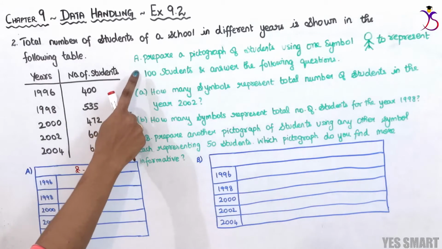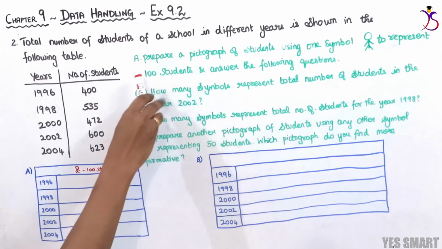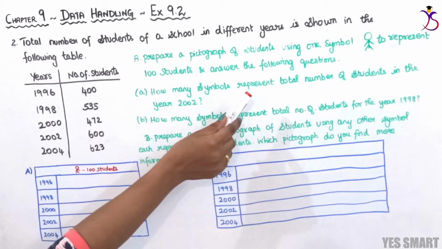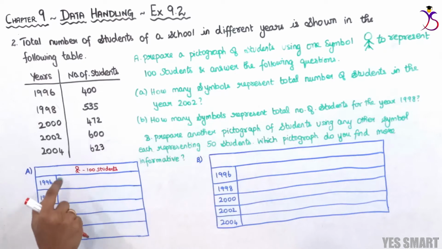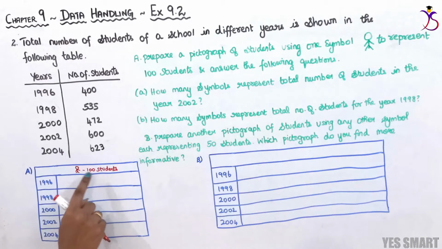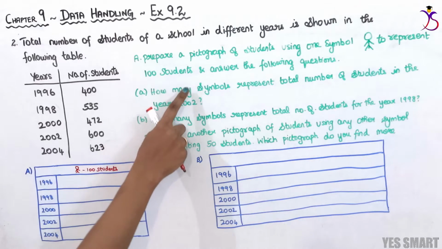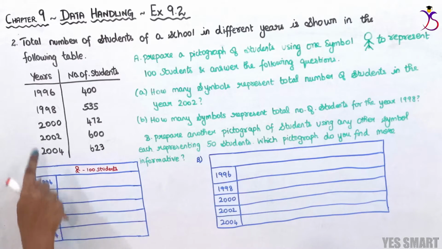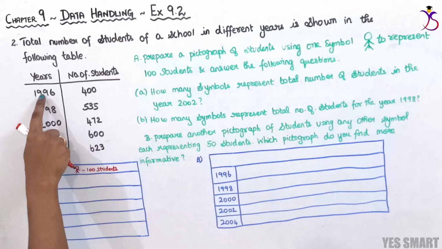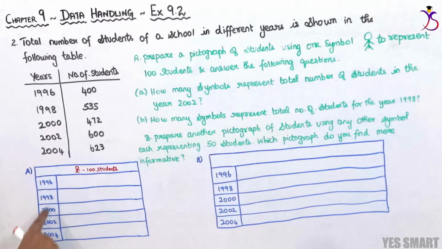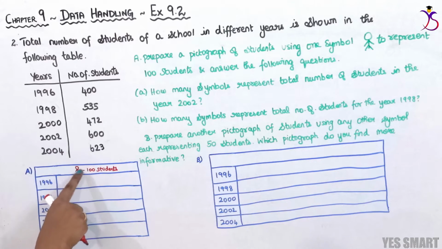Question A. Prepare a pictograph of students using one symbol to represent 100 students. Same as the first sum. In the first sum, one symbol represented 10 objects. Here, one symbol represents 100 objects, and answer the following questions. So first, let's prepare the pictograph. Let's draw a table like this. We will write the years here: 1996, 98, 2000, 2002, 2004. And also we will write the key, that is, this symbol represents 100 students.